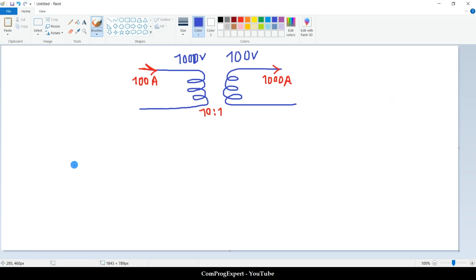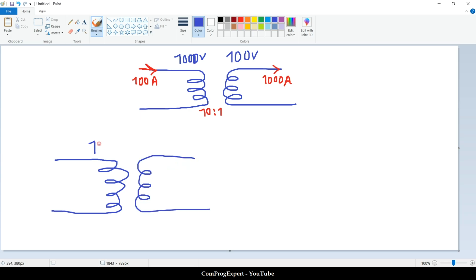In this case, we have this configuration. This is the high voltage side and low voltage side. We have 1000 volt, 100 volt here.